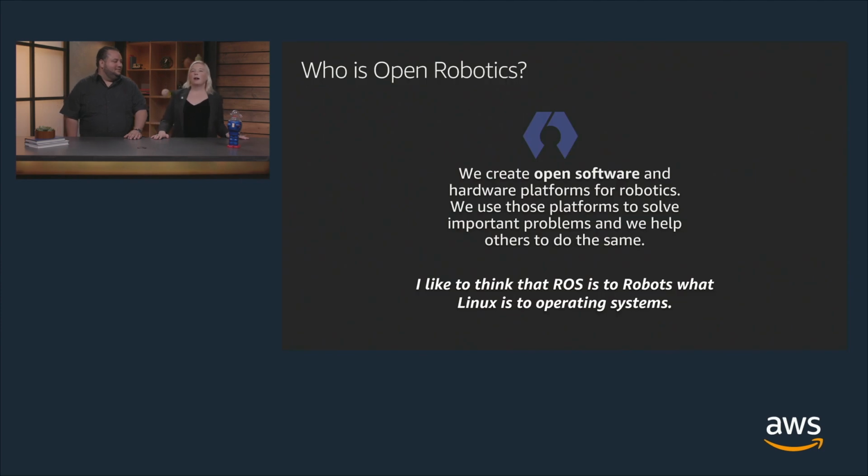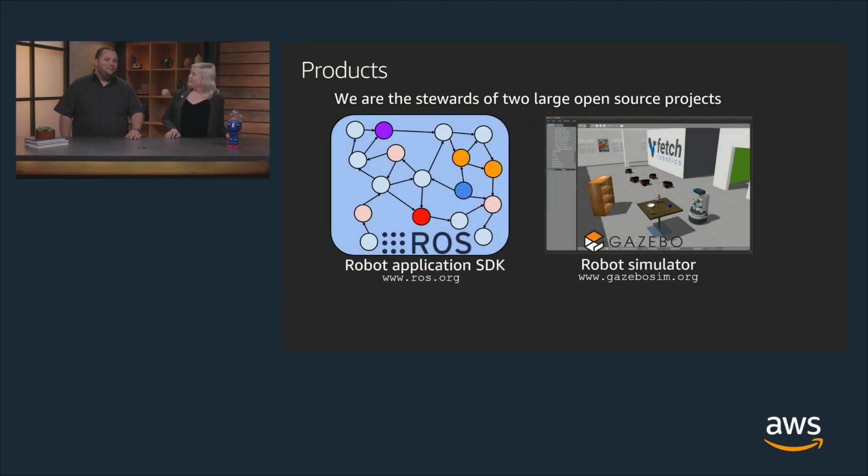Okay. So at Open Robotics, we create open software and hardware platforms for robotics. We use these platforms to solve important problems, and we help others do the same. So I like to think of ROS as basically Linux for robots, right? Great. So what are the products built at Open Robotics? So we basically have two large open source projects that we work on. We work on the ROS, which is the robot operating system, which is sort of a robotics application SDK, and we work on Ignition and Gazebo, which are robot simulation platforms.